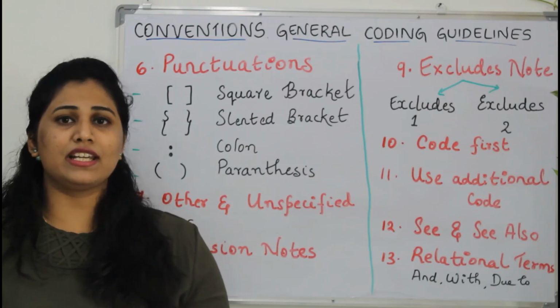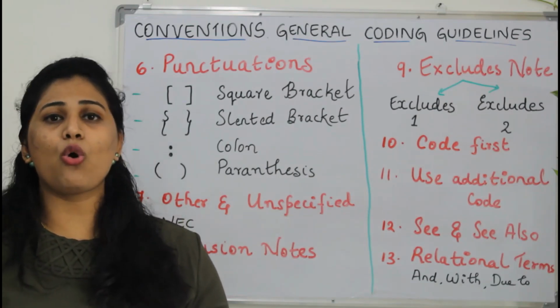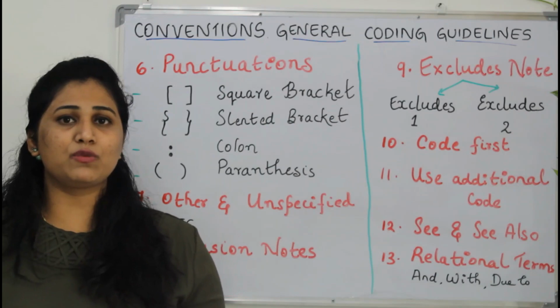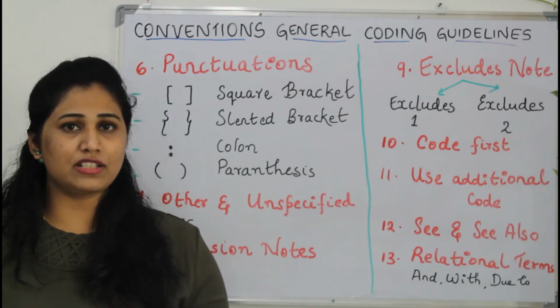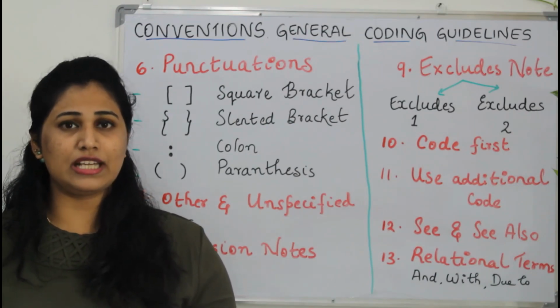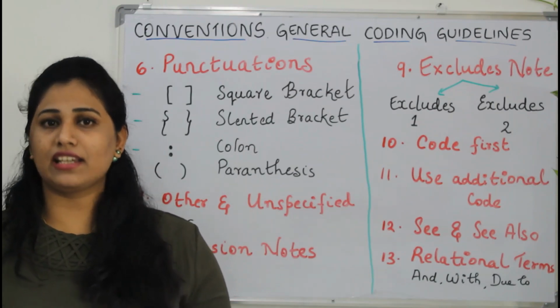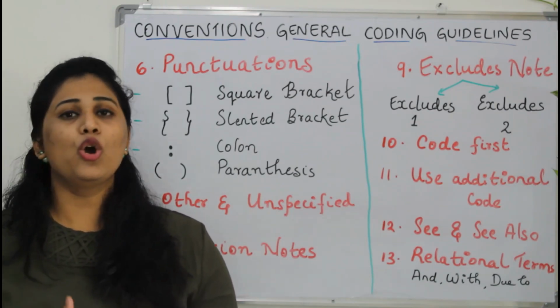Okay, in that case, they will clearly mention as code first. Okay, in that case, what we'll do? We'll code Alzheimer's as the first primary diagnosis and dementia as the secondary diagnosis. This is nothing but code first.